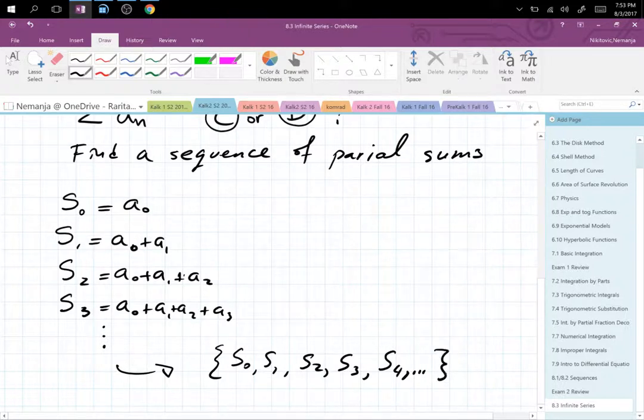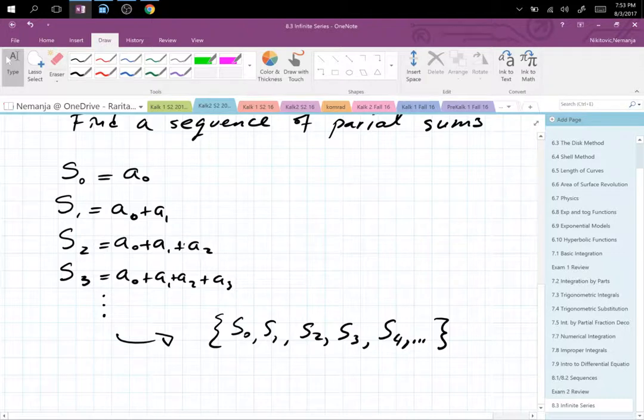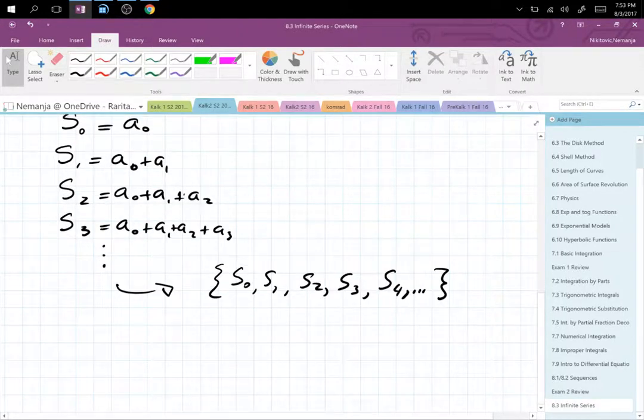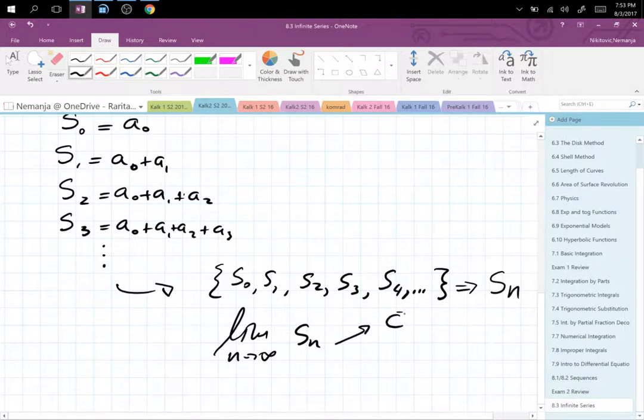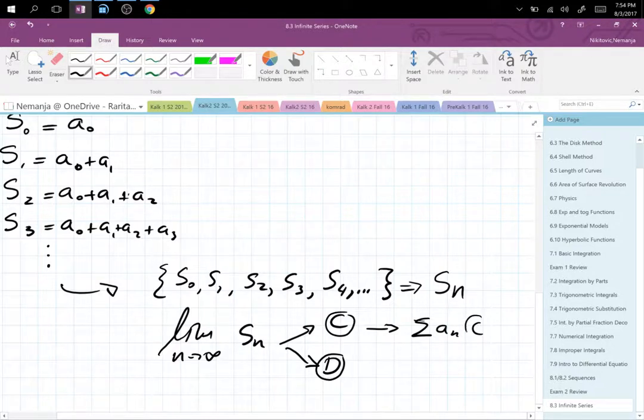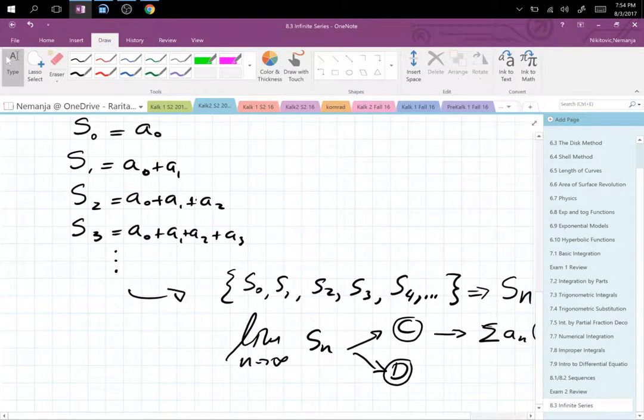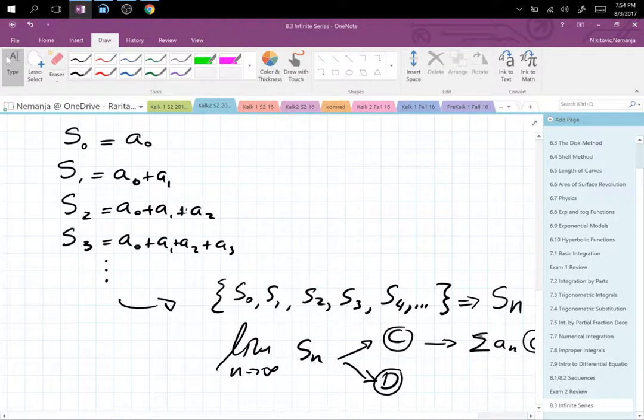So now that you have this sequence, we know how to deal with this, right? This is going to be some sequence S_n, and then we take the limit as n goes to infinity of S_n, which could converge or diverge. If it converges, that means that our summation of a_n converges, and if it diverges, that means the series diverges. So that is what it means mathematically, if you're interested in mathematical proofs and definitions.